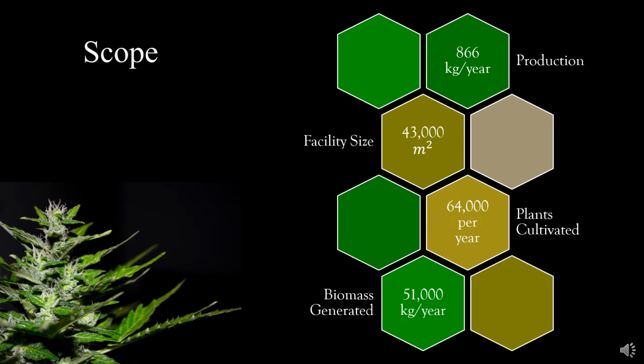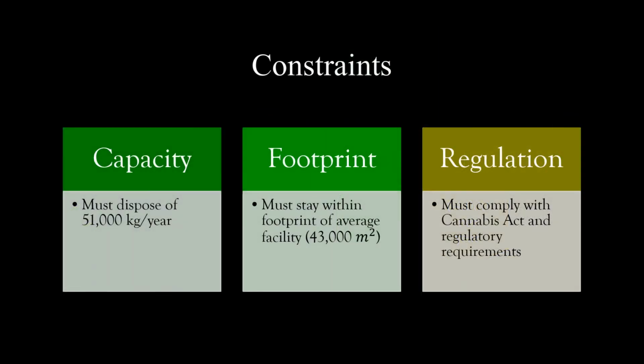The scope of this problem has been based around the average British Columbian cultivating facility by summing the production, size, and waste generation of all facilities and dividing by the total number of facilities in the province. The constraints are very similar to the scope as we are constrained by the average British Columbian cannabis cultivation facility. Constraints of the design must be capable of disposing of the 51,000 kilograms of biomass waste a year.